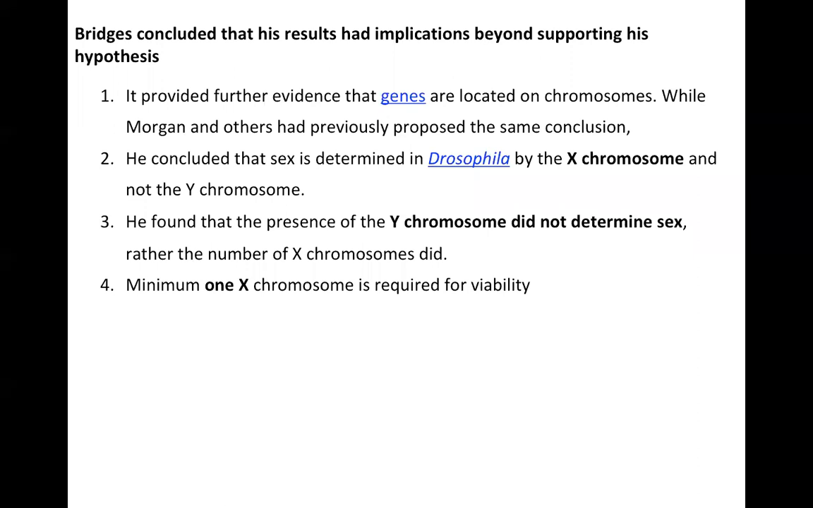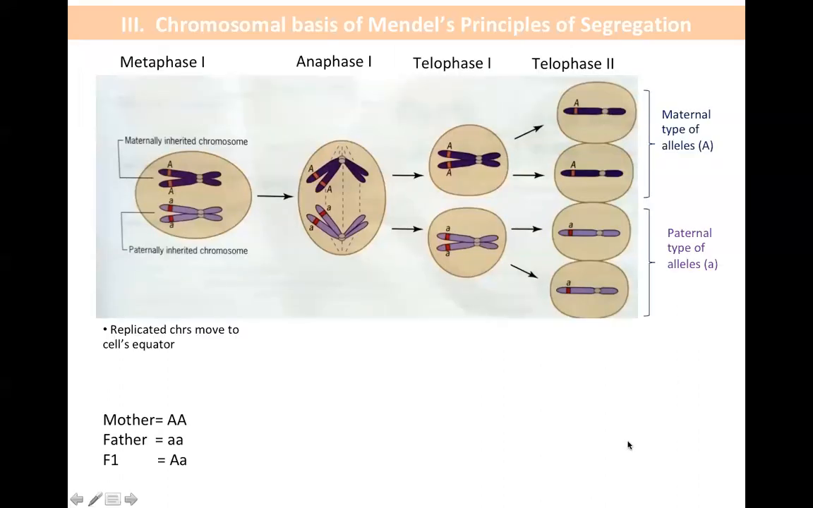These two theories, T.H. Morgan's experiment on the white-eyed male and C.B. Bridges' experiment on the white-eyed female, the exceptional females, gave a foolproof concept to say that genes are located on chromosomes. So I have two more concepts. These are very, very simple: the chromosomal basis of Mendel's principle of segregation, to say that genes are located on chromosomes.